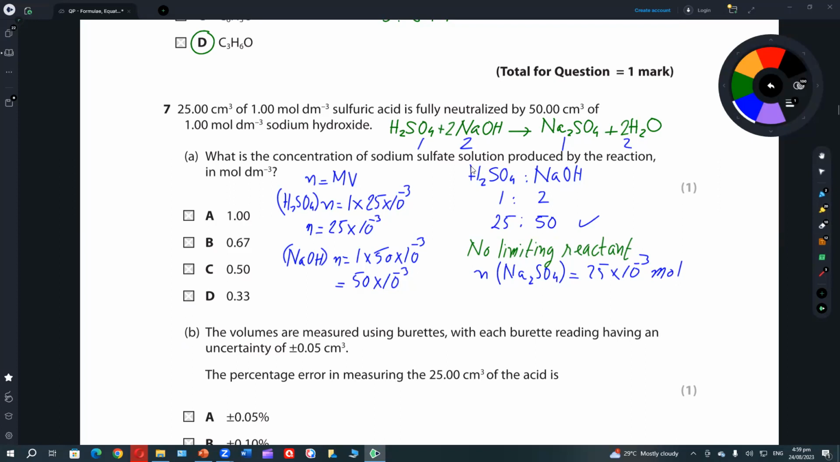But then there's no volume, wait. We know the formula: molarity is equal to number of moles upon volume. What would be the total volume? 25 of sulfuric acid and 50, so 75 is the total volume. So divide by 75, we get 3.33 times 10 to the power minus 4.